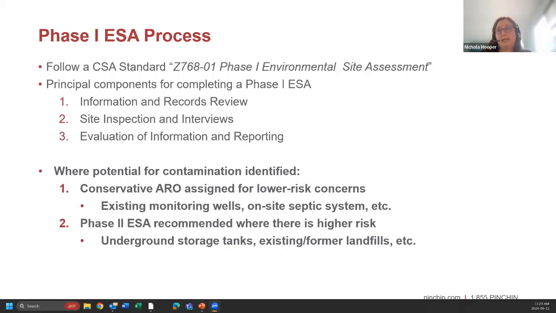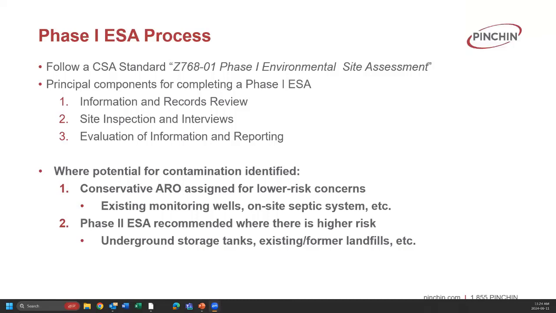Where there is a potential for contamination, there are two ways that we can proceed. So if it's a lower risk concern, such as an on-site monitoring well, on-site septic system, etc., we can prepare an ROO at that time, a conservative one, and we will keep that letter on file. There isn't significant liability or risk to the property. You provide a justification of how you arrived at that conclusion, and no further work would be required moving forward. So you would basically stop that process. If we don't find any potential for any significant risk at the site during the Phase One, you don't have to proceed on with the ARO process either.